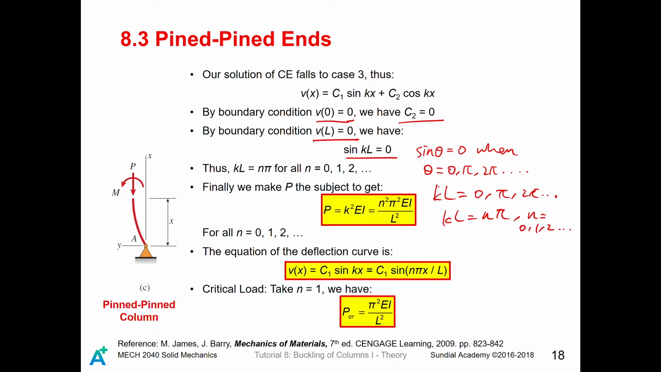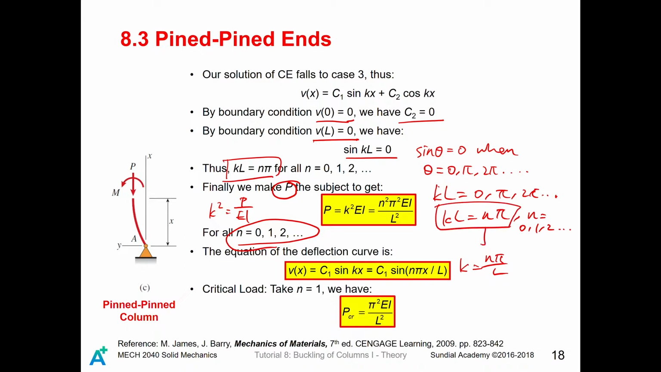And finally, we make P the subject. Still remember we defined K squared equals P divided by EI, so we make P the subject, then P equals K squared EI equals n squared pi squared EI divided by L squared for all n, and the equation of the deflection curve is given by C1 sine kx, where k equals n pi divided by L, as what we get over there. Then you put it into the deflection curve.